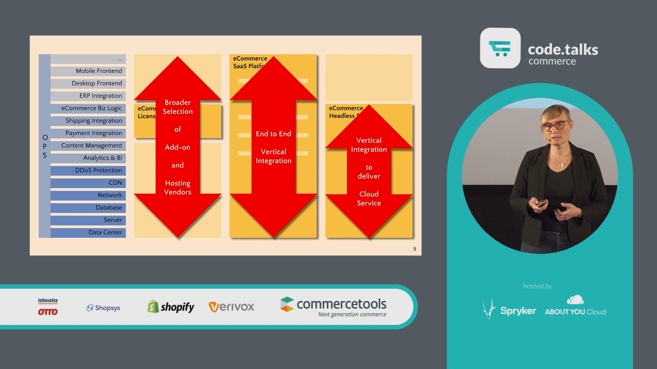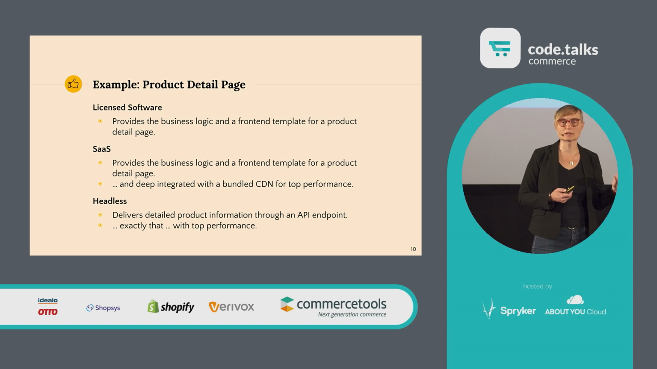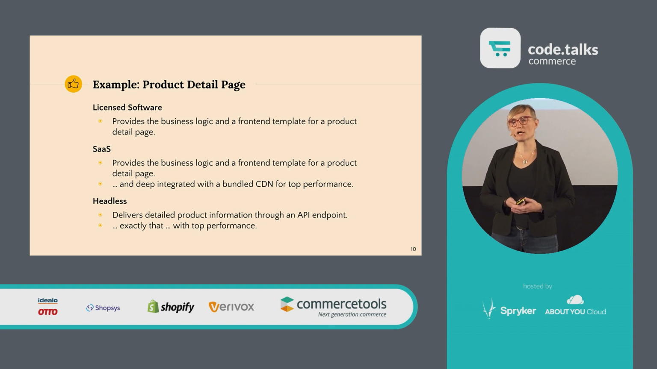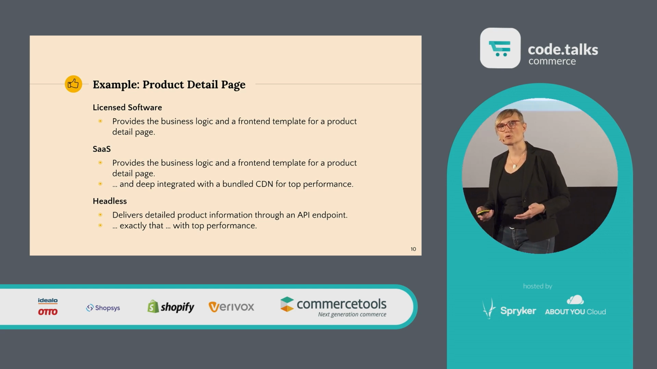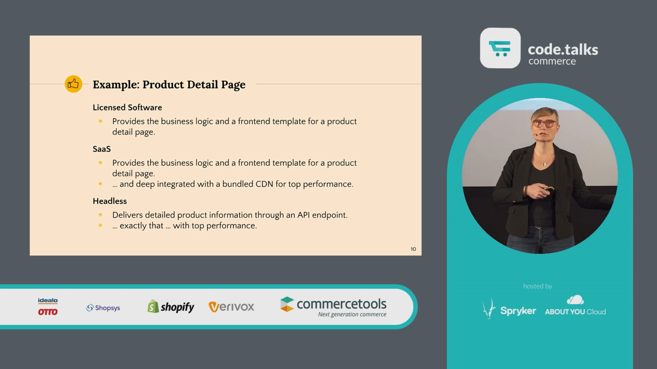The comparison is, for example, I take the example of a product detail page. With licensed software, you would get the business logic to provide a product detail page. You get a template which you can customize. That's what you deliver, the core business process. And you can now think about it: am I getting it to a hosting partner? Do I want to put a CDN in front of it? And you have your choices.